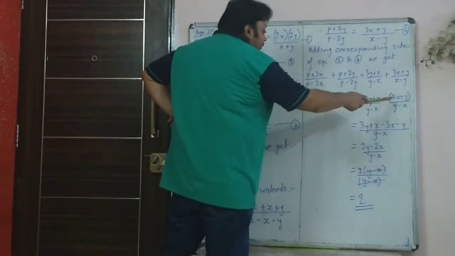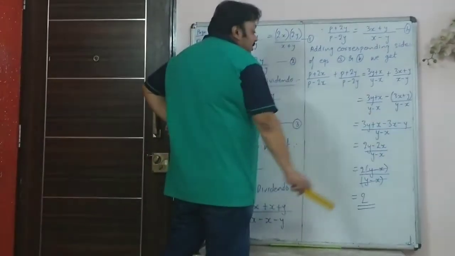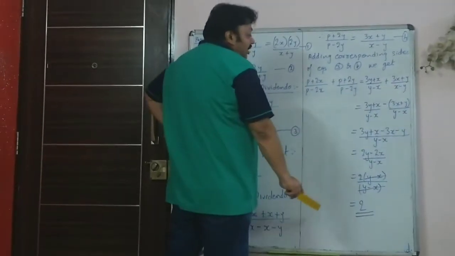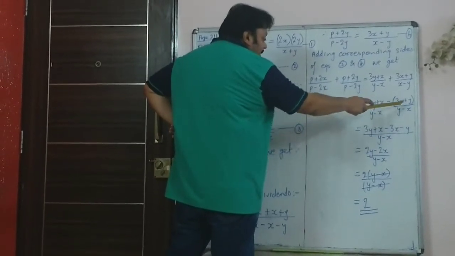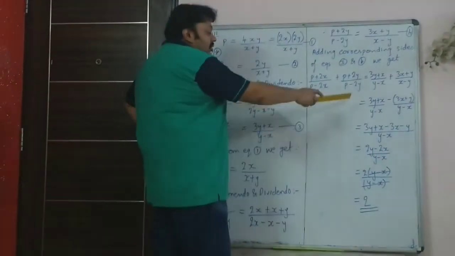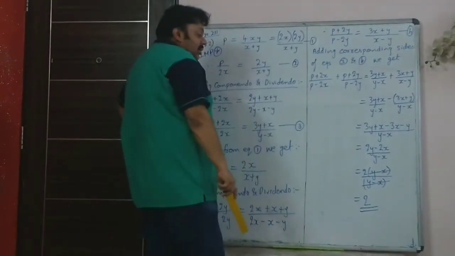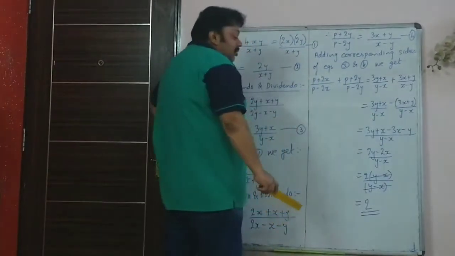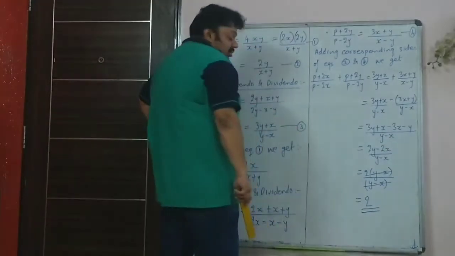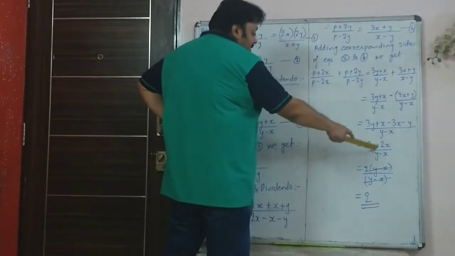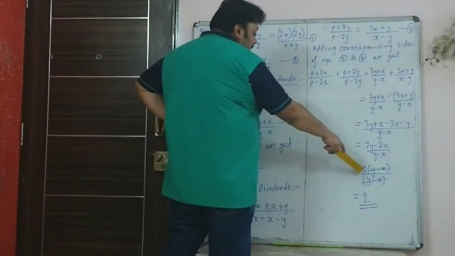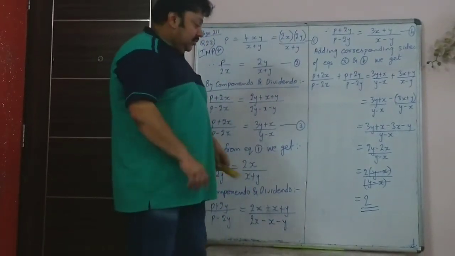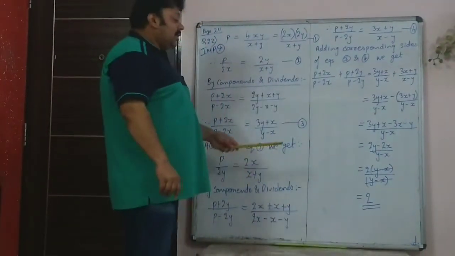So from this, I will write y minus x in the denominator, 3y plus x minus 3x plus y. And the bracket is there, so it becomes minus 3x minus y. So therefore, y minus x is the denominator and the numerator will be 2y minus 2x, 2y minus 2x upon y minus x. So 2 can be taken common out and you will write y minus x. So that gets cut. So it becomes 2. So the final answer there is 2.